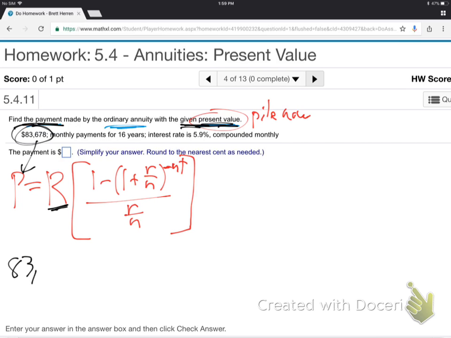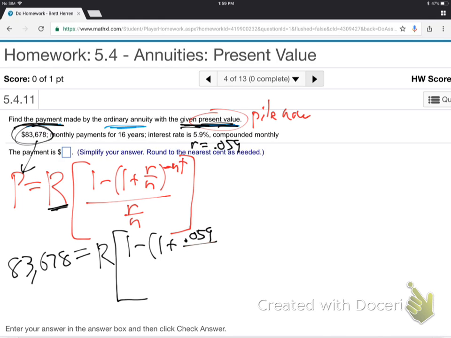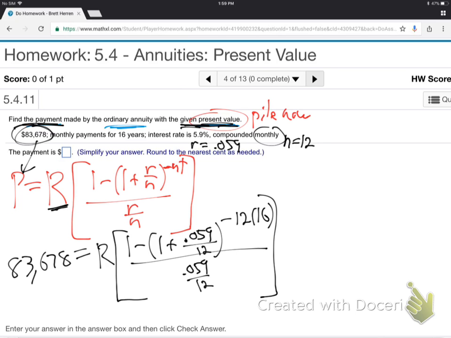So that's the 83,678. I don't know R. And then what about the rest of it? The little r, the rate, is 0.059 over N. In monthly, what's N? Yeah, monthly N is 12. To the negative 12 times T. T is 16 years. All over 0.059 over 12. So there we go. We have to solve that for R. Don't we? We have to get R alone there.